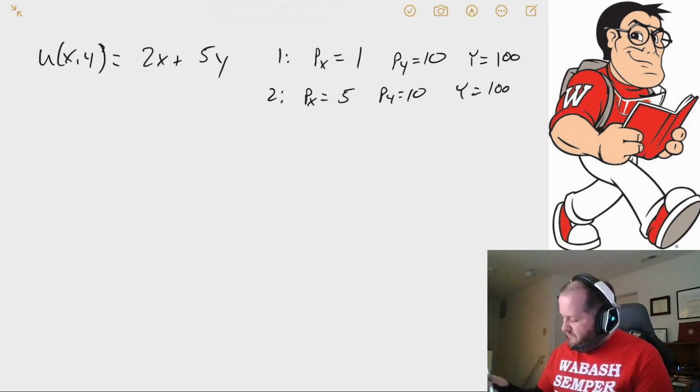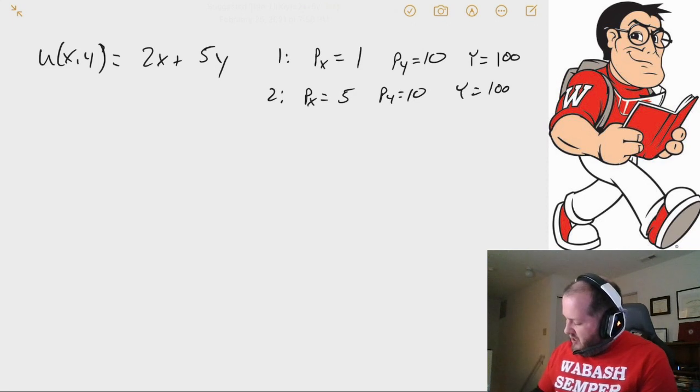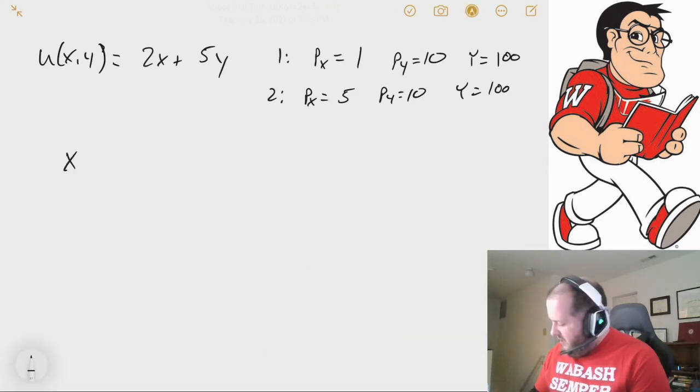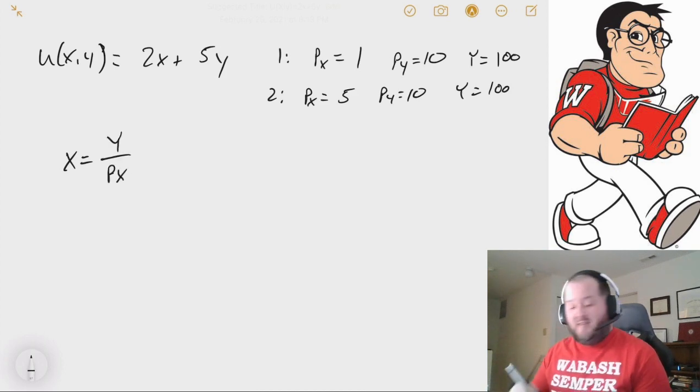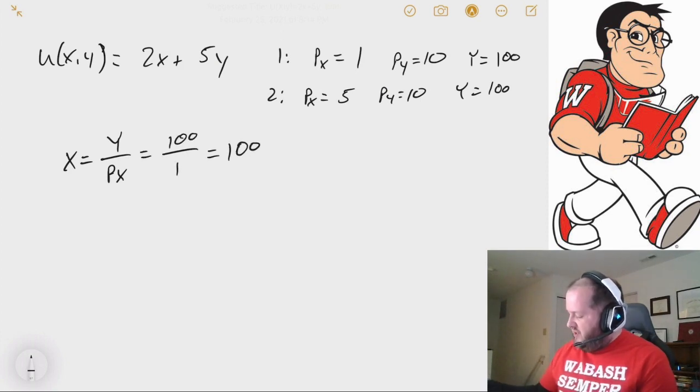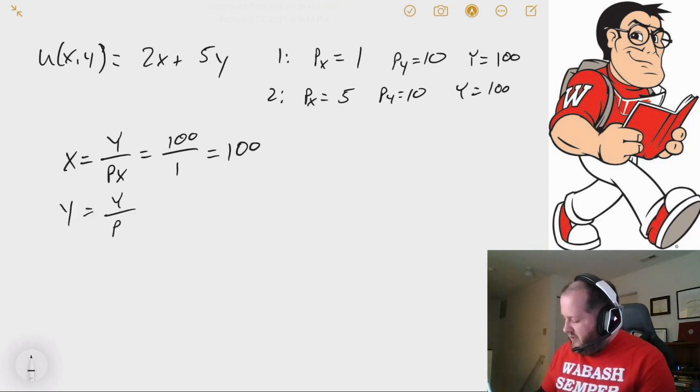So, all right, for the first one, if I get x, it's going to be y over px. I spend as much money as I can on good x. So that's 100 over 1. That's 100 because the price of good x is 1. If I go y, that's y over py.